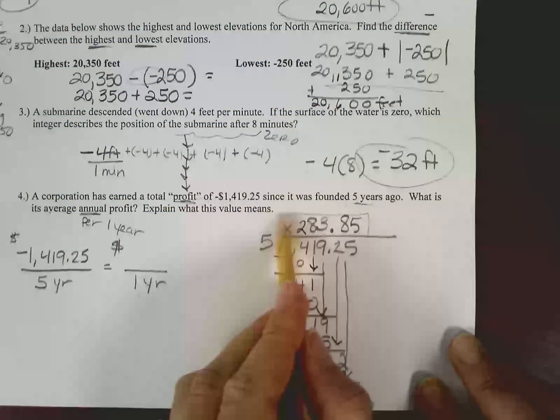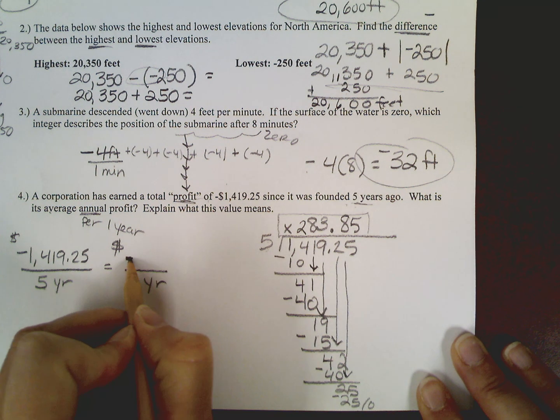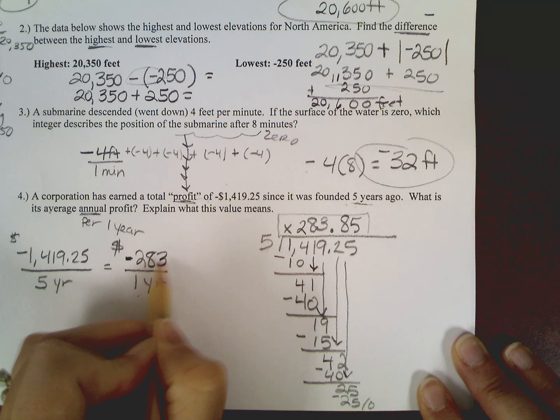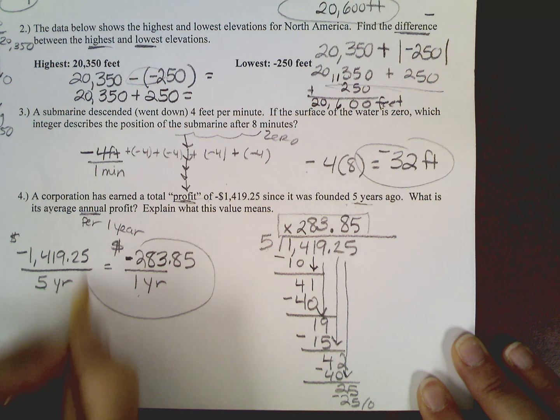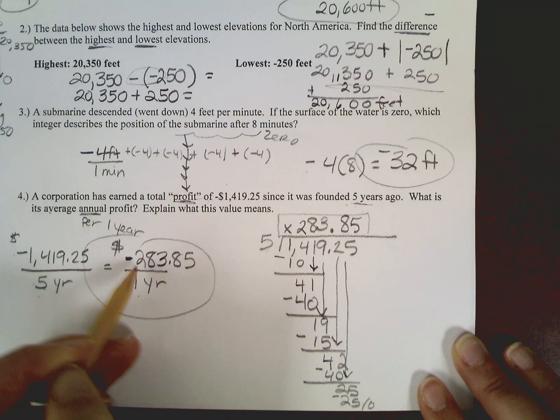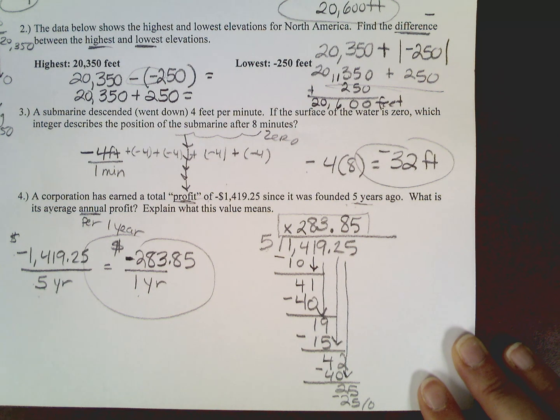So my quotient, or my answer, is negative, because remember this is not really a profit because we started with a negative, $283.85 for every 1 year, because we know this is how much they lost over 5 years. So whenever you divide a negative by a positive, you end up with a negative answer.